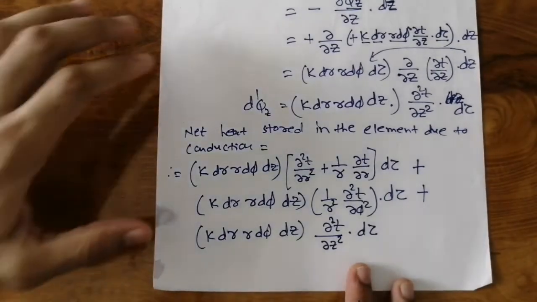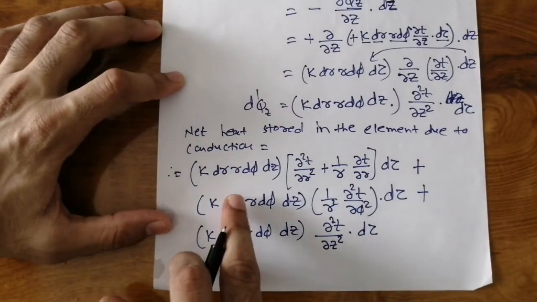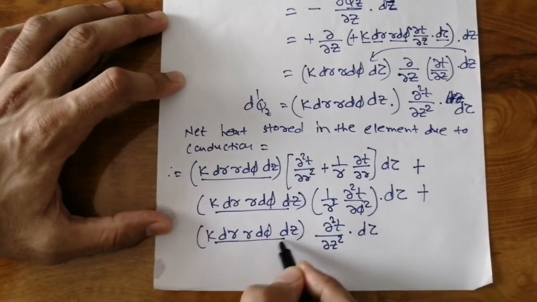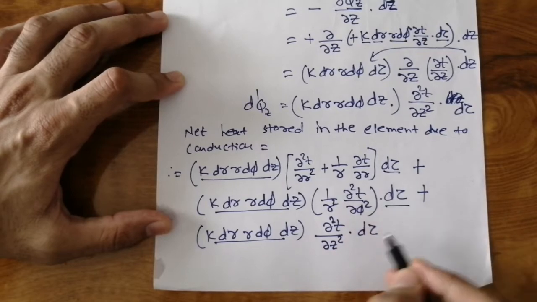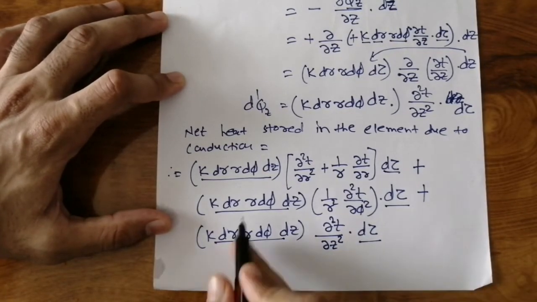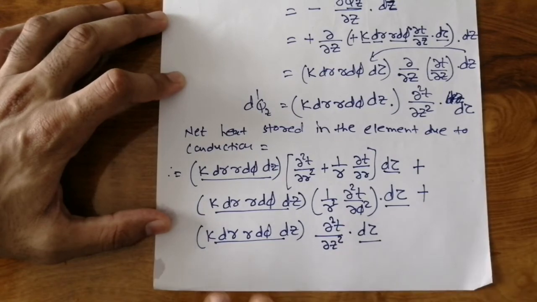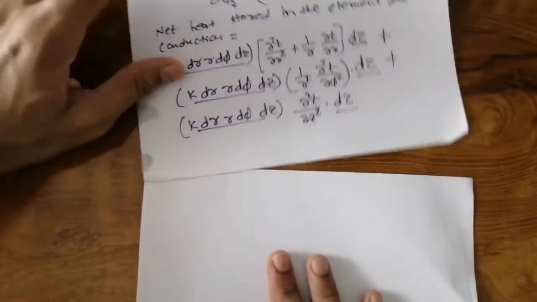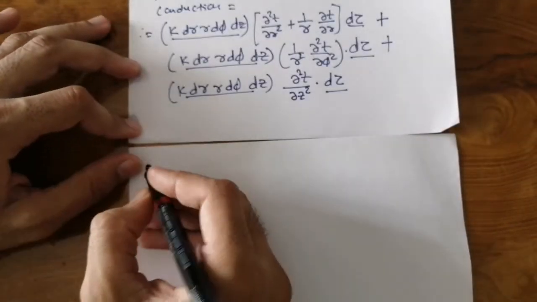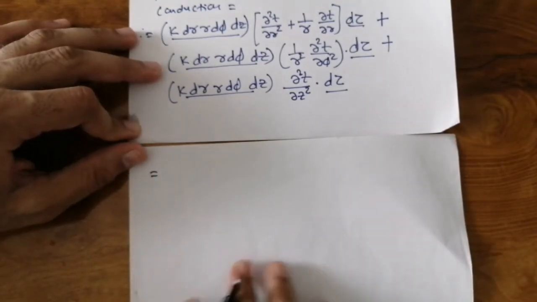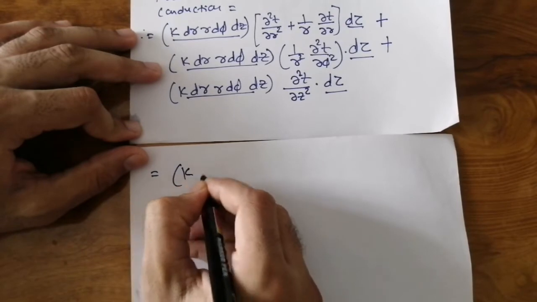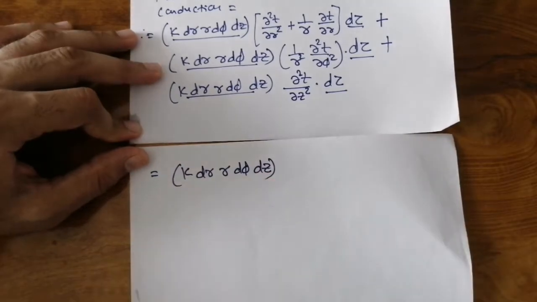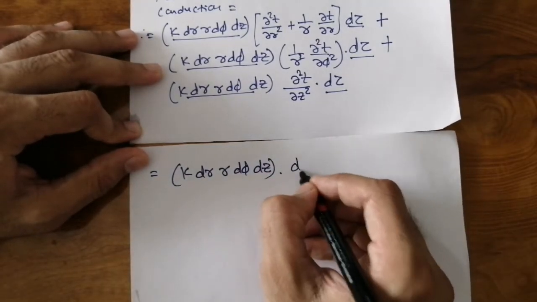Now you can see here the radial direction equation, tangential direction equation and axial direction equation. First of all, that volume is common. d tau is common. So we are just taking that volume and d tau common, and then remaining will be inside the bracket. So what will be our equation? We are just taking the first is equal to, take the volume common first. So what will be our volume? K dr r d phi dz, into d tau.